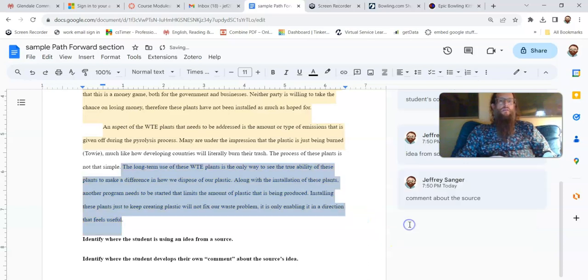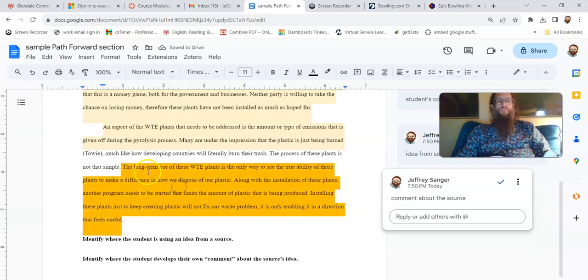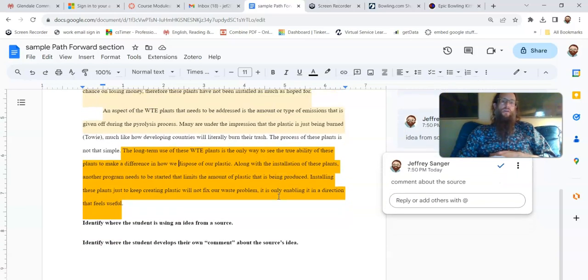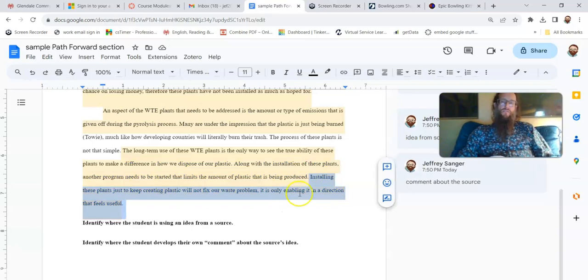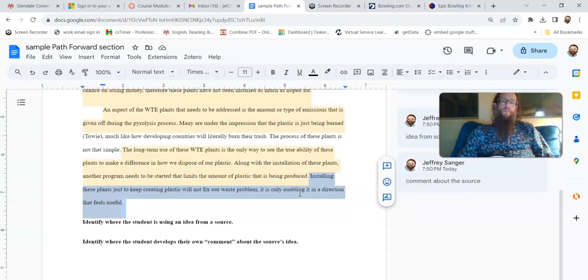Okay. Long-term use and scaling up is the only way we're going to see if they really work. Like, she threw out another idea at the end here about limits on the amount of plastic that's being produced. Okay, this is her own insights here, right? That's a really smart point, right?